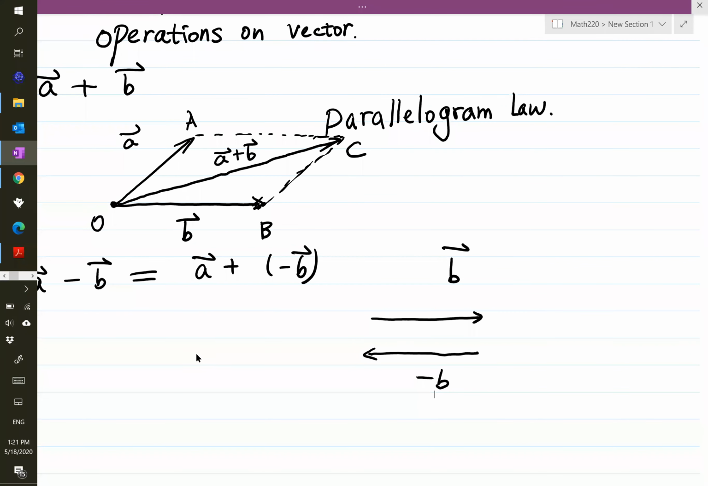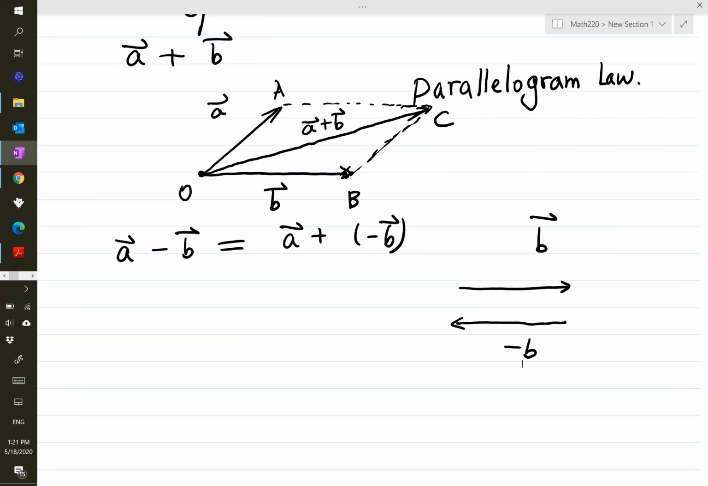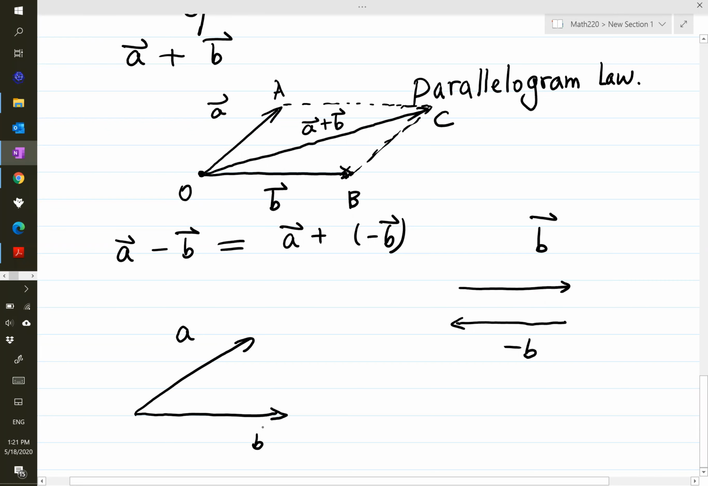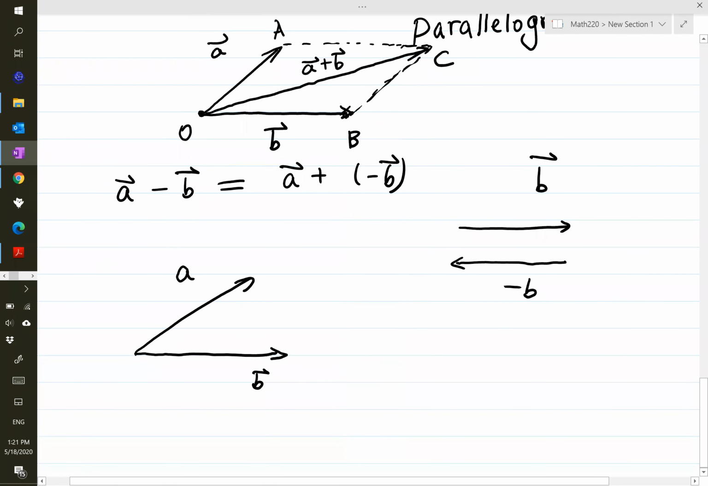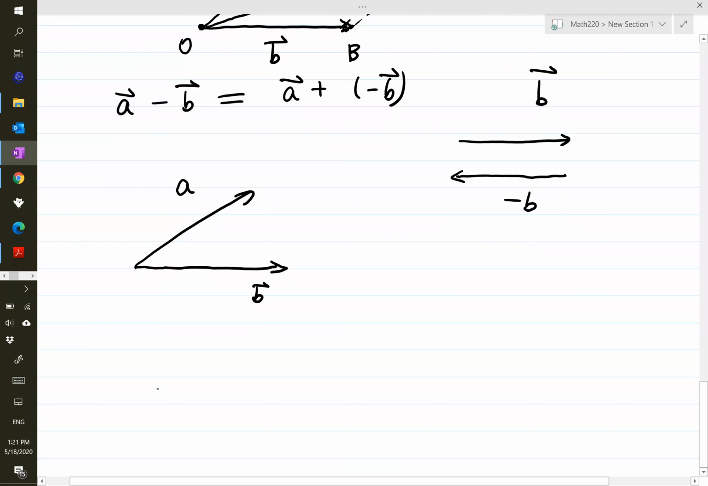So for instance, this is A and this is B. How do we find A minus B? We need A plus negative B. We flip the direction of B, so we get negative B. This we get A. If two vectors are connected head to tail, then we can connect them in this manner. So this will be, let me use a different color.